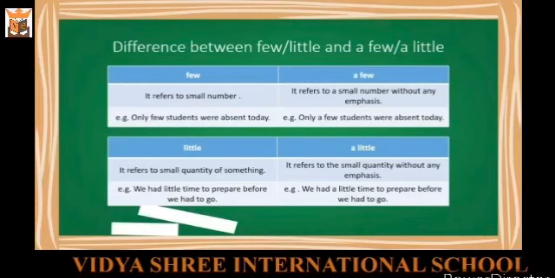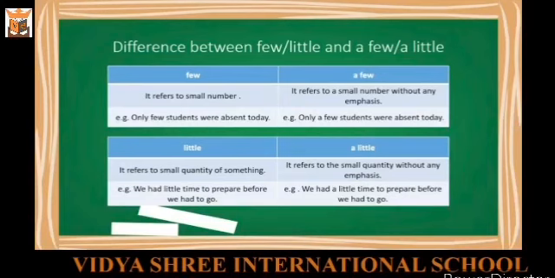Let us now see the difference between little and a little. Little and a little follow the same pattern as few and a few. The only difference is that we use few and a few with countable nouns and in plural form, and we use little and a little with uncountable nouns. Let us understand this with an example.